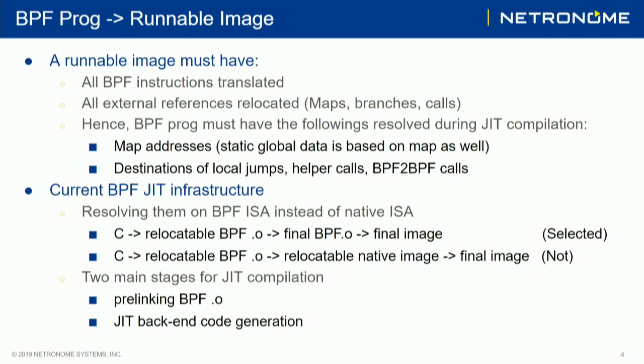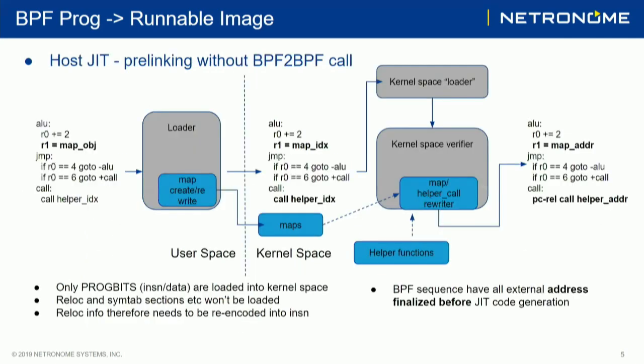So there are two main stages for the current JIT backend compilation. One is pre-linking the BPF.o. The second is that after that, we drive the JIT backends to do code generation. For the pre-linking for host JIT, first consider when there is no BPF to BPF call, so then things are very simple. The input is BPF sequences. I think the only external symbol reference is a map symbol at the moment, because the external function is only a helper function, which is cast into an index because it is an absolute address.